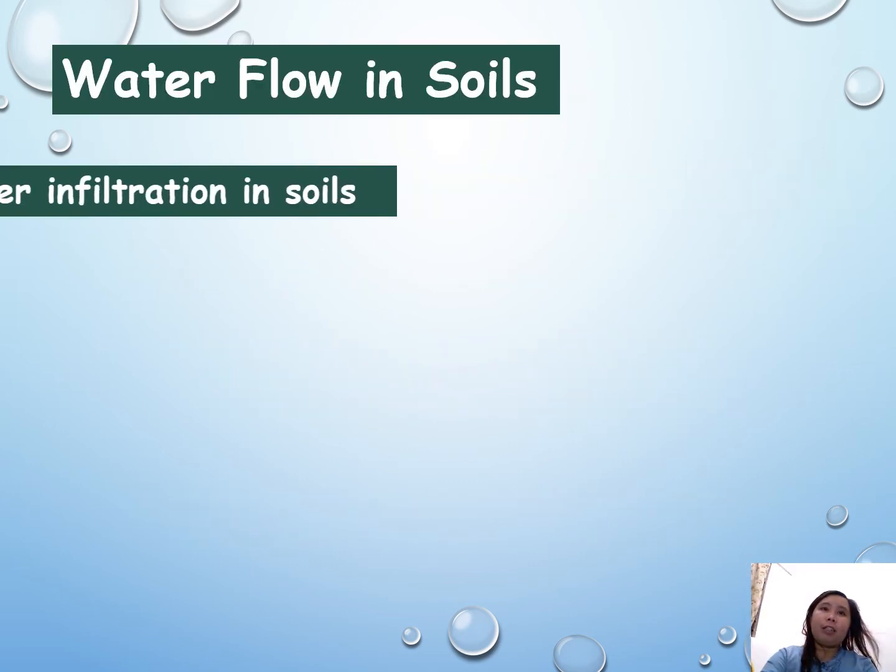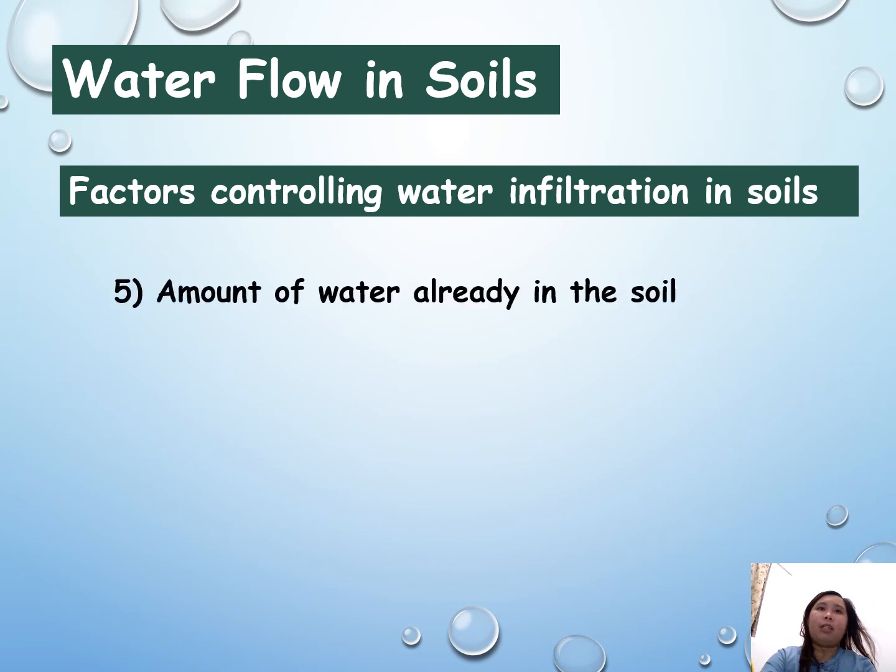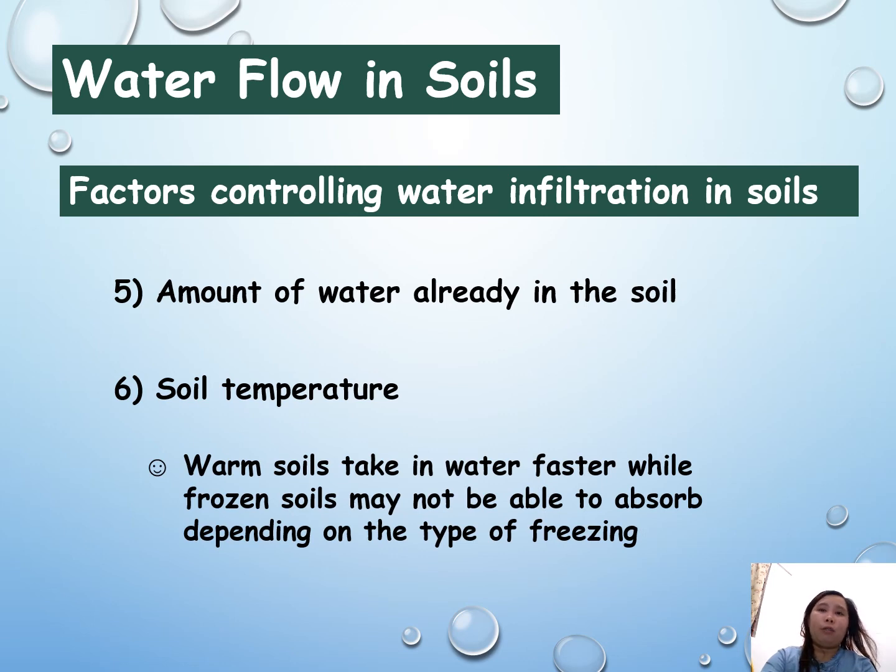Another factor that can control water infiltration is the amount of water already in the soil. Of course, if the soil is near its saturation point, infiltration would be slower. Another is soil temperature. Warm soils take in water faster, while frozen soils may not be able to absorb, depending on the type of freezing.